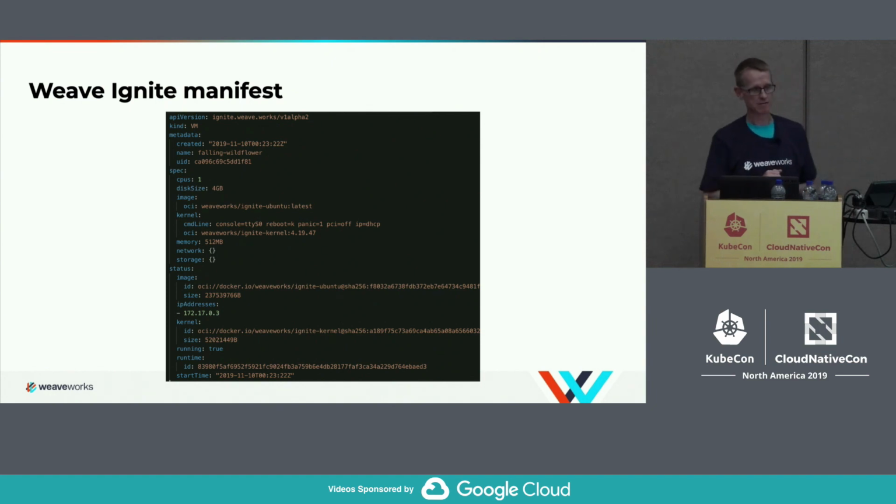So here we have a kind. What is this? It's a virtual machine. How do I identify it? What's my metadata? Basically, I need to identify it both in Git and in the running system. And then what's its definition? So it's the spec. I have 1 CPU, I want 4 gigabytes of disk space. What's the image I'm going to run? My root file system in this instance is Ignite Ubuntu latest.